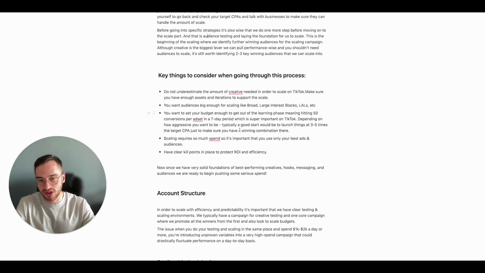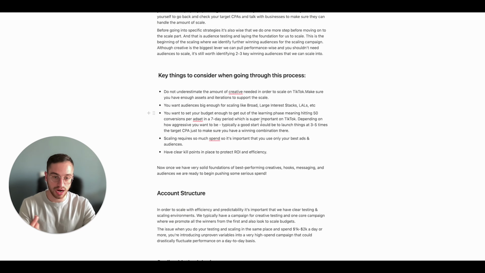Now, you want to set your budget enough to get out of the learning phase, meaning hitting 50 conversions per ad set in a 7-day period, which is important on TikTok because it's a much newer ad platform. Facebook has a lot of data gathered throughout the years. It's a 15-year-old ad platform, or even more maybe. So on TikTok, it's super critical to aim to get out of the learning phase and really push the budget at that point.